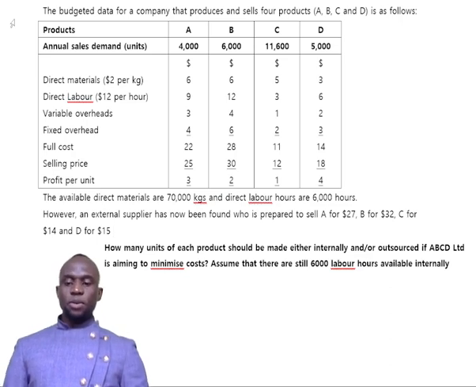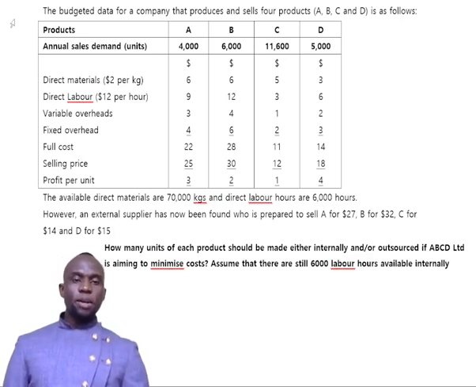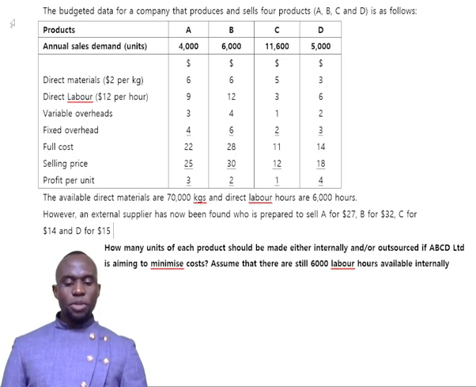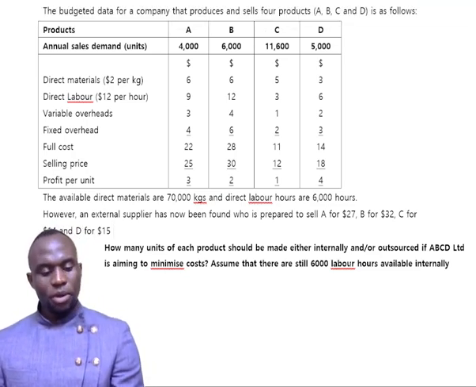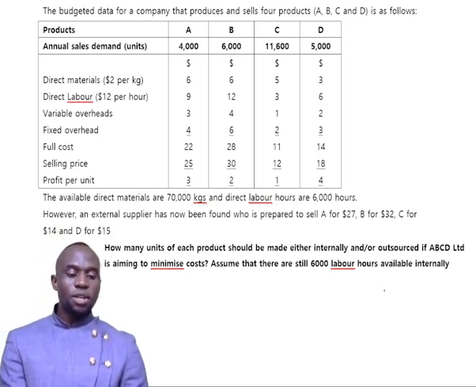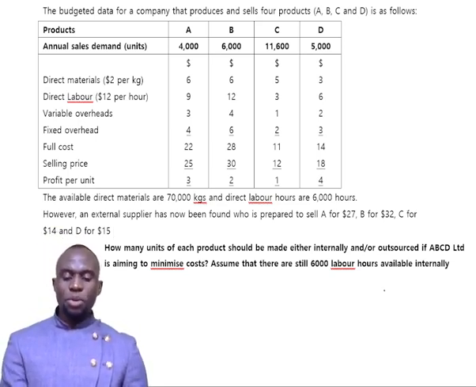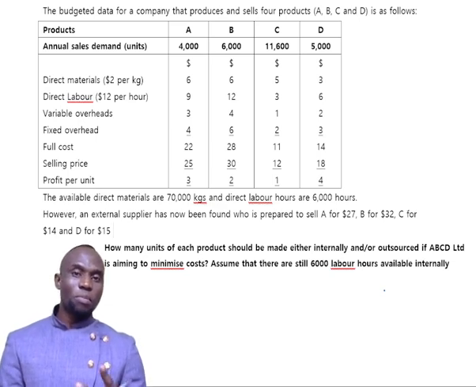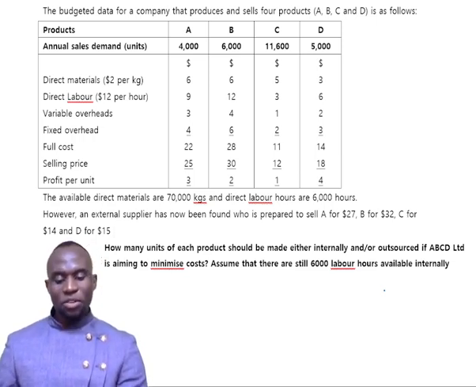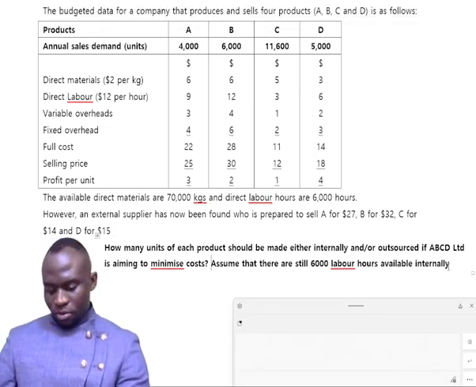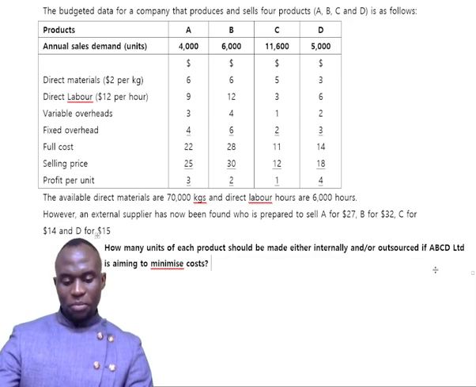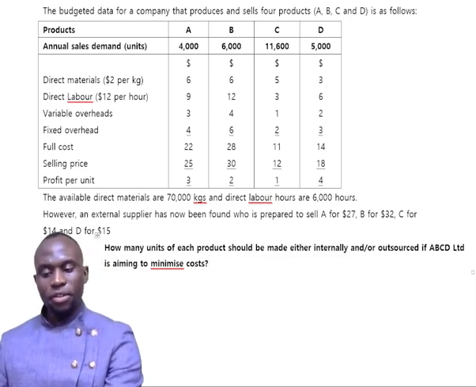So we can have a look at a question. Exam technique: you start by reading the question. How many units of each product should be made either internally or outsourced or purchased outside if the company is to minimize costs? It could be the opposite. It could be the same thing. They can tell you if the company is to maximize profit. Assuming, okay, we leave the assuming part because it is up there still. So I've just repeated the same question, as you can see. So everything is the same.